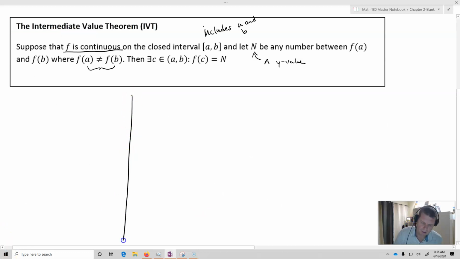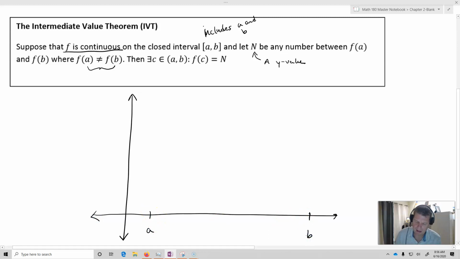Let's imagine that here's a and here's b. They're on my x-axis. And here is f of a, and here's f of b. Notice f of a does not equal f of b. That's good, we need that to be the case. And then also we see that f is continuous on the closed interval. So if I imagine what this looks like, it might look something like this.